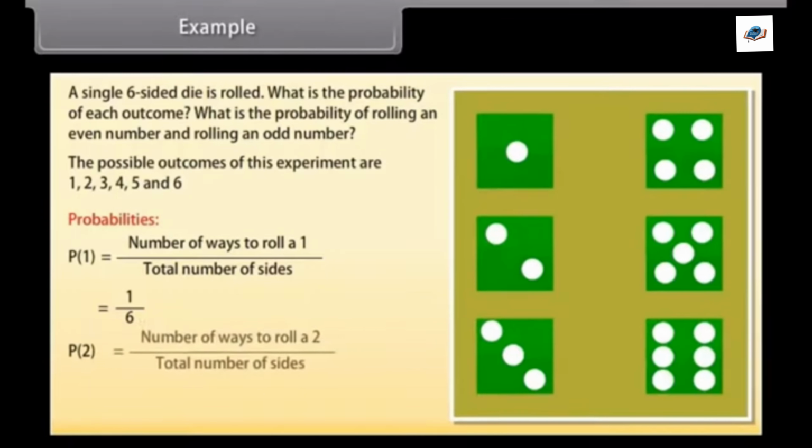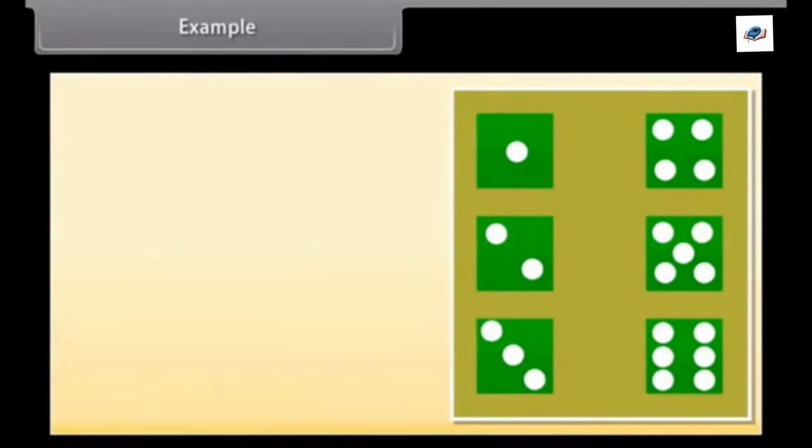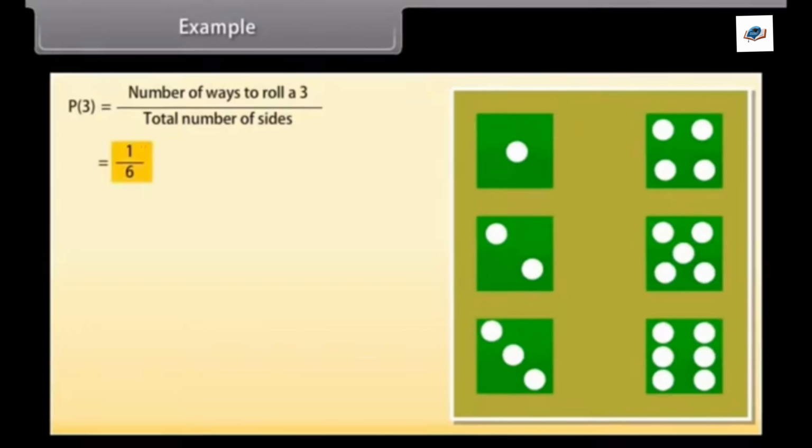Probability of 2 is number of ways to roll a 2 by total number of sides, which is equal to 1 by 6. Similarly, the probability of 3 is number of ways to roll a 3 by total number of sides, which is equal to 1 by 6. In the same way, we will find the probabilities of 4, 5 and 6.